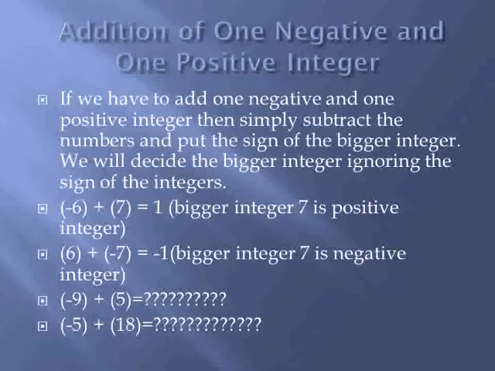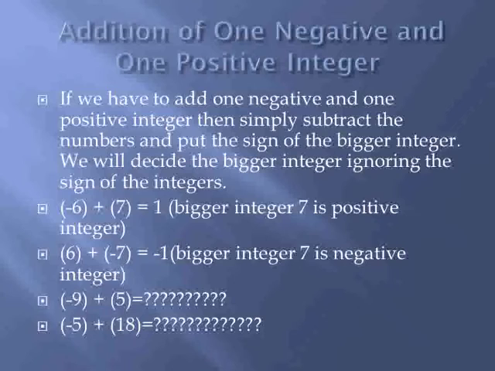Addition of a negative number and a positive number. If we have to add one negative number and one positive number, then simply subtract the numbers and put the sign of the bigger integer. Let's see the example. The example given is -6 plus 7. Now the first step is to subtract: 7 minus 6 equals 1.